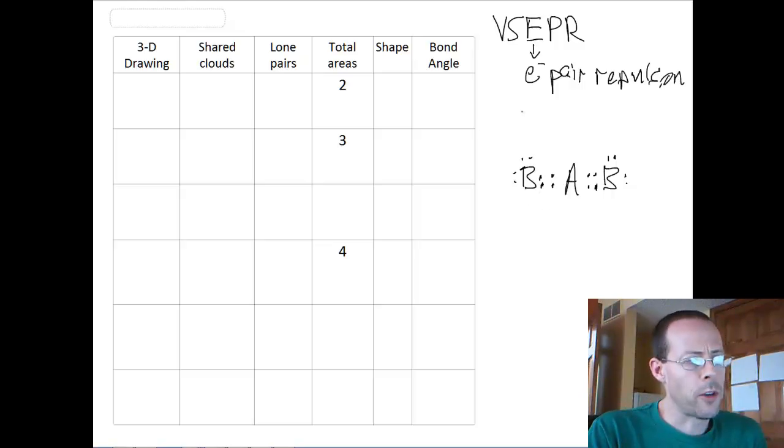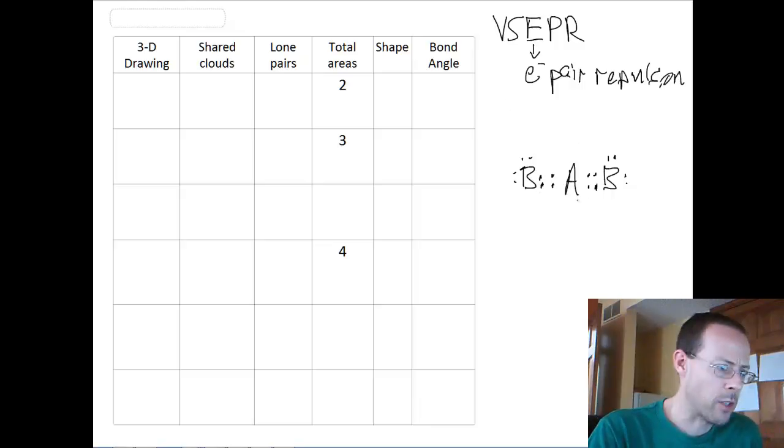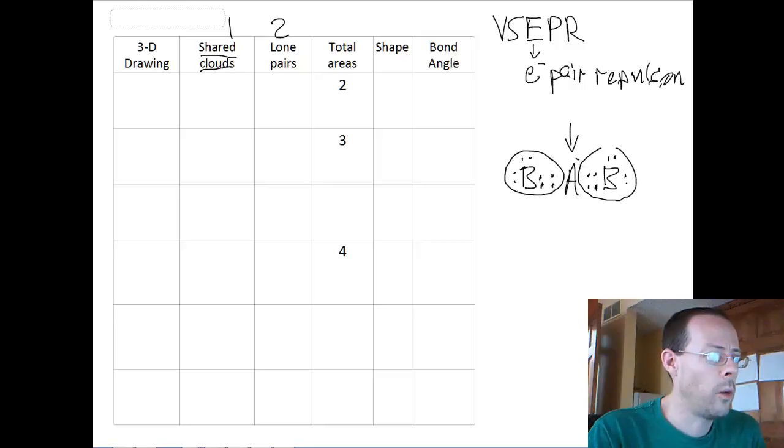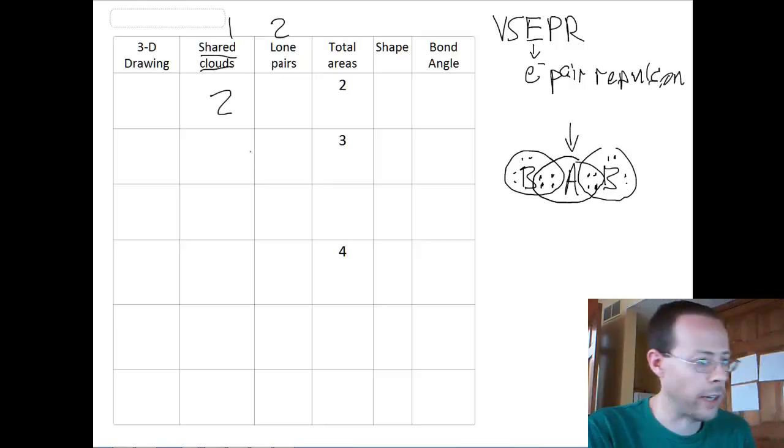So what valence shell electron pair repulsion is, it only deals with the central atom. So we are simply looking at our atom in the middle, and you're going to ask two questions about it. And these questions are right over here. I'm just going to label them 1 and 2. The first thing is, how many areas of electrons, or shared areas of electrons, are there around the central atom? And that's what I mean by shared clouds, right? We've kind of talked about electron clouds. So shared areas, shared clouds. So right now, if we draw our little Venn diagrams, we have one area on the left and one area on the right. So that's simply going to be 2 shared clouds.